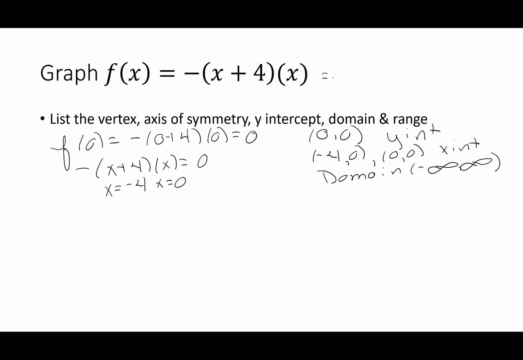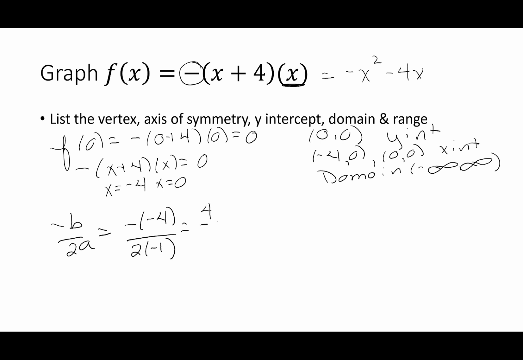So let's say that this function, negative x plus 4 times x, is negative x squared minus 4x. I want you to imagine when you distribute this x that you make it negative x. That way you push the negative through and you push the x through. To find the vertex, I'm going to do negative b over 2a. So I have negative 4 over 2 times negative 1. Negative 4 is 4. 2 over negative 1 is negative 2. So I have an x-coordinate of negative 2.